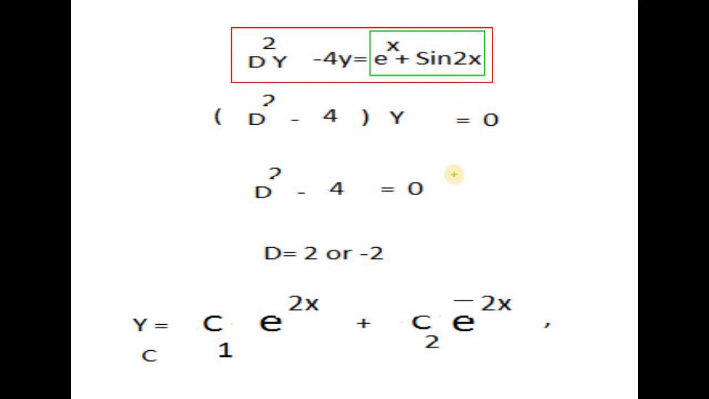For e power x, we have to take e power x. Since we have used constants c1, c2, in our trial solution we will take c3 e power x. Here we have a sine function in the function q. Whenever we have either sine or cos, we have to take both of them in our trial solution. So in the next slide we will see our trial solution as c3 e power x plus c4 sine of 2x plus c5 cos of 2x.